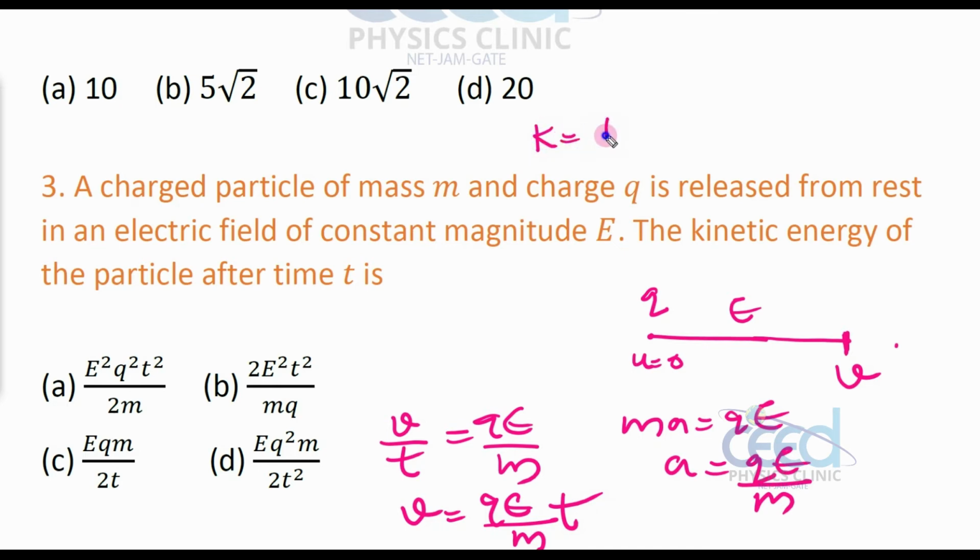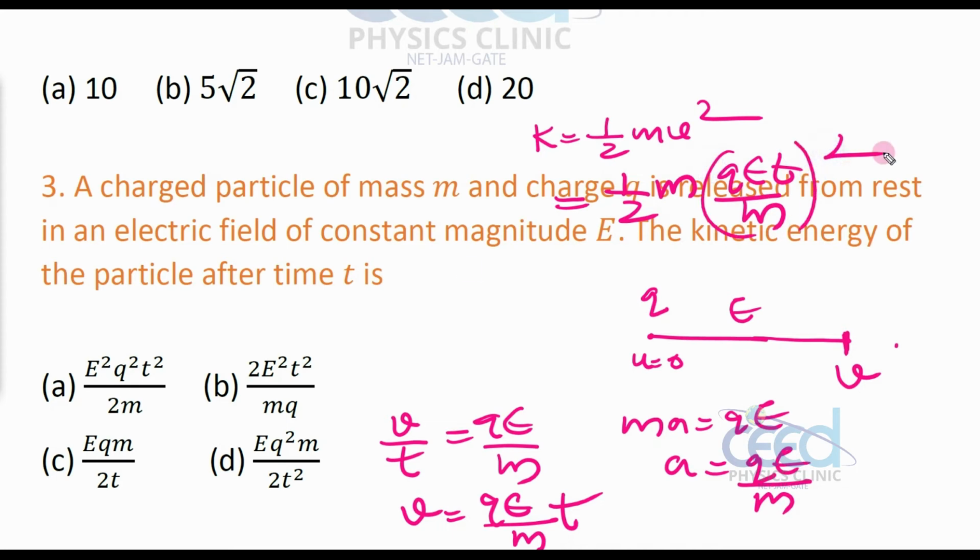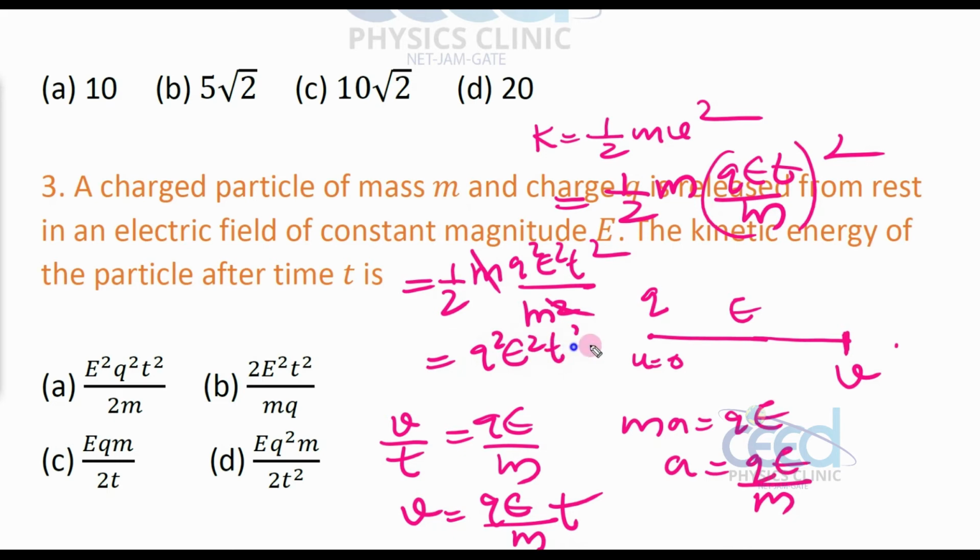What is kinetic energy? Kinetic energy is half mv square. So that is equal to half into m into (qEt by m) whole square. So what is the result? Half into m into q square E square t square divided by m square. This m square and this m will cancel. That is q square E square t square divided by 2m. So this will be the answer.